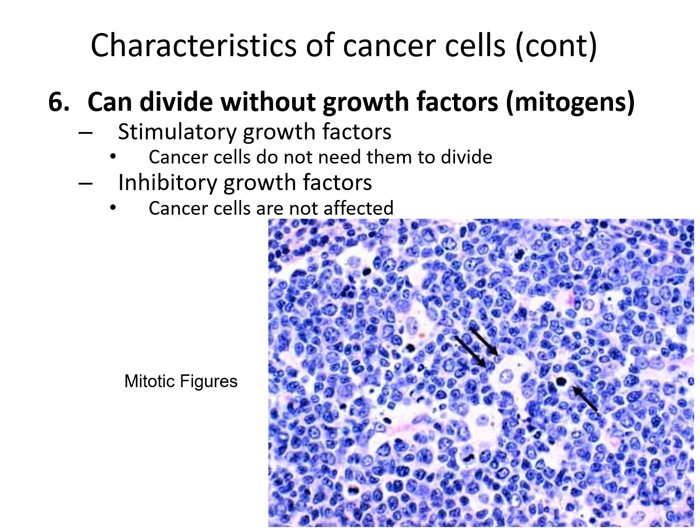And the final characteristic that we'll look at is that they can divide without growth factors. They ignore chemical signals. And so we'll talk about 2 different types of growth factors. One is the stimulatory growth factors that tell cells to divide, and the other are inhibitory growth factors that tell cells to stop dividing.